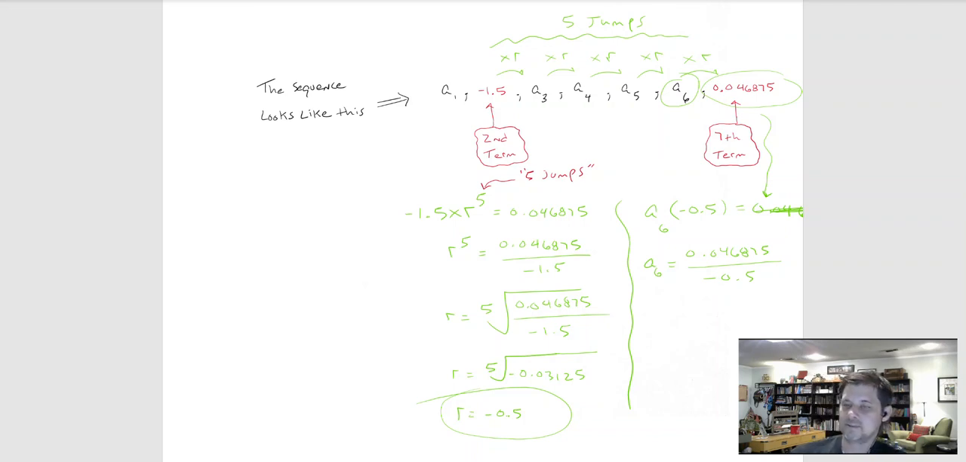So let's see what that is. 0.046875 divided by negative 0.5, and I'm going to get negative 0.09375. That's what I wanted. The question was to find the sixth term. There it is. I had to figure out r first, then use that, but sometimes the first number you get when you try to solve a problem is just a means to whatever the final answer turns out to be.